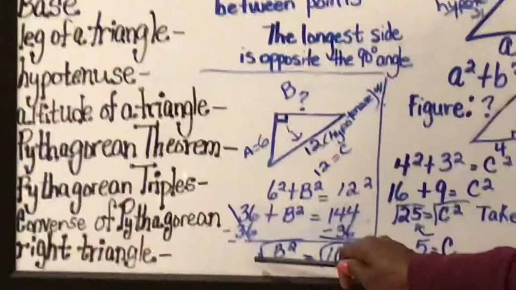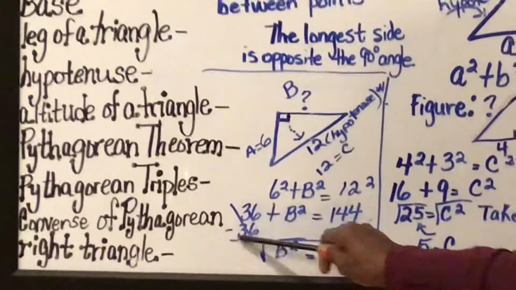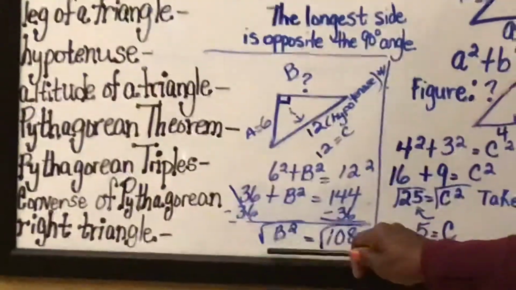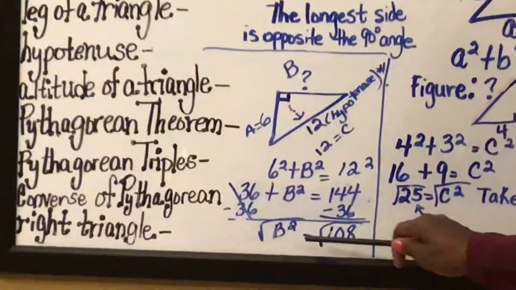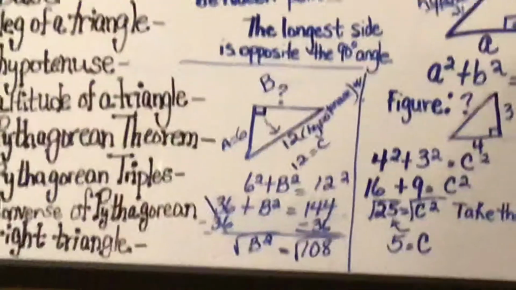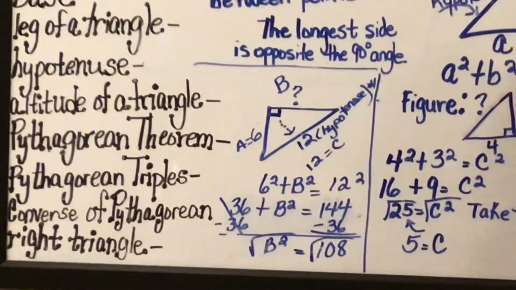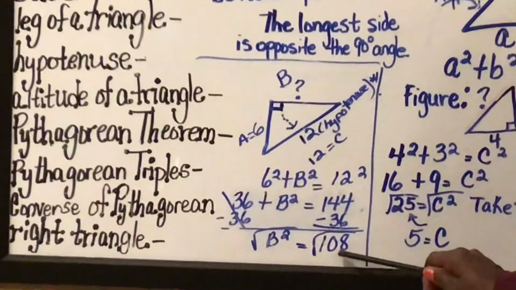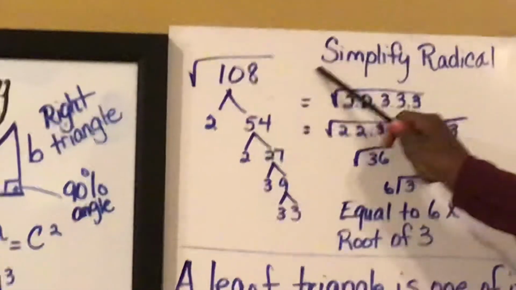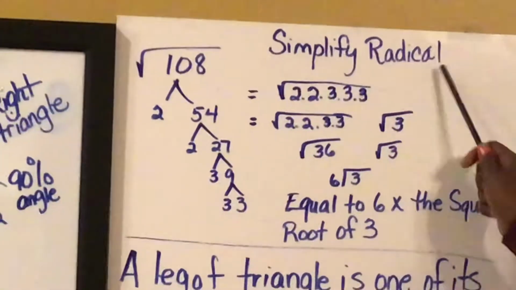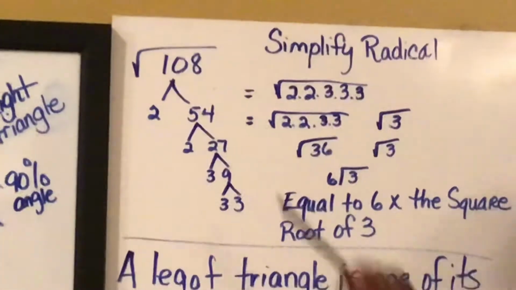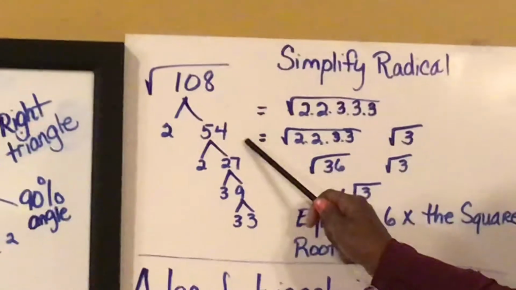Once I subtract 36 from this, that's going to give me a 0 here. Bring down my b squared and take the square root. And so now, in order to solve for b, we have to take the square root of 108. Now, in order to get 108, if you move over here, we've got to now simplify this radical. This should be a skill that's a review. This is simplification of this radical.